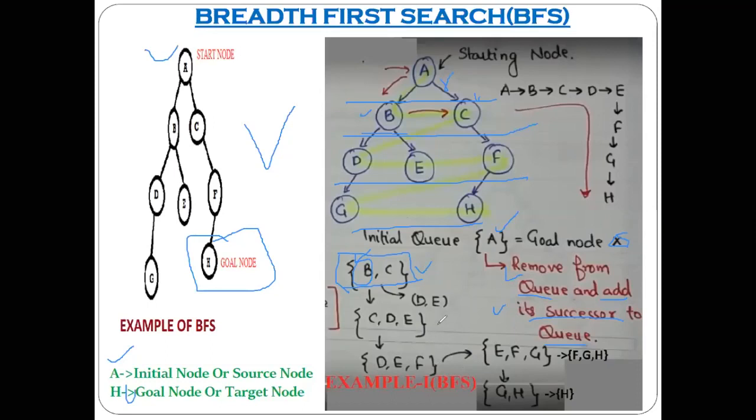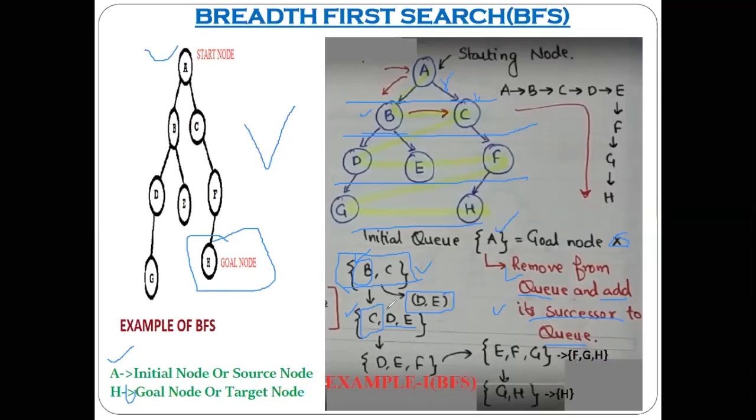The child of the B is which? D and E. So after C, you add a D and E, correct? Yes, sir. Again, you compare with the first element of the queue, which is the first element after removing the B. C. Whether C is your goal node? No. So you will remove the C also?